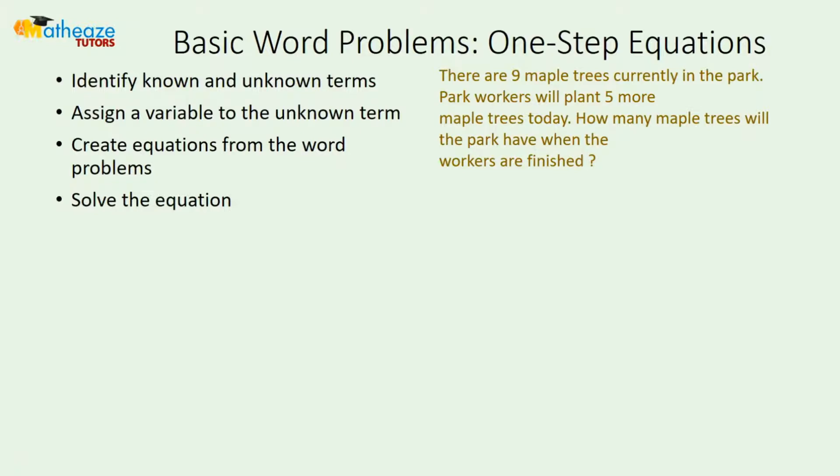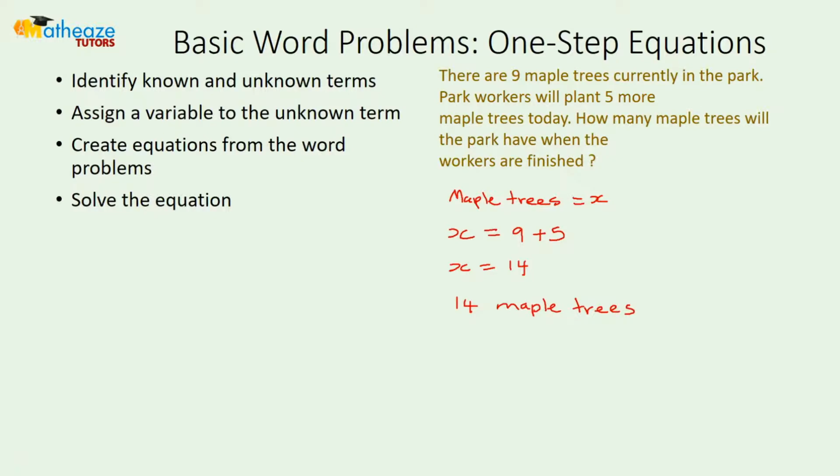So we want to find out how many maple trees the park will have. Okay, so we can say maple trees. Let's assign it a variable x. So x will be the value of what exists currently and what will be planted. So x equal to 14. So therefore, when the workers are done, we should have 14 maple trees.